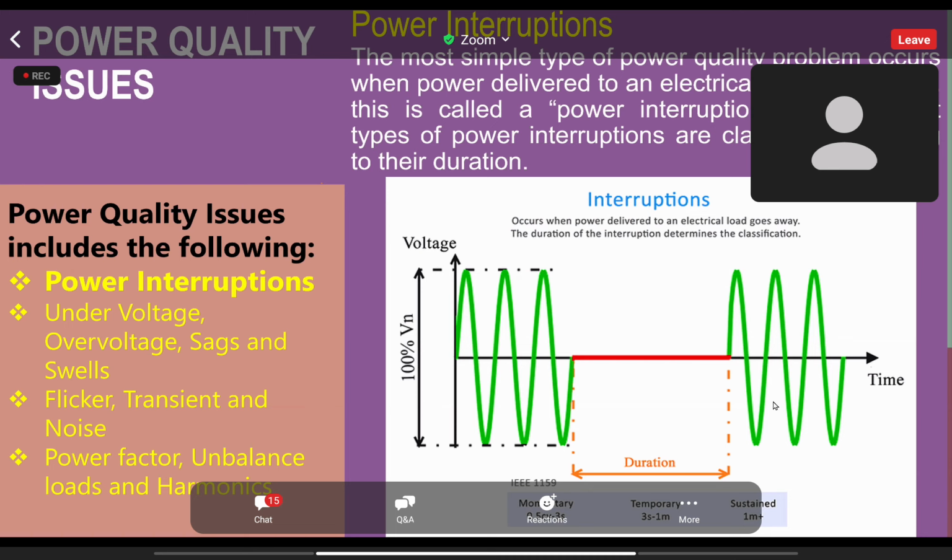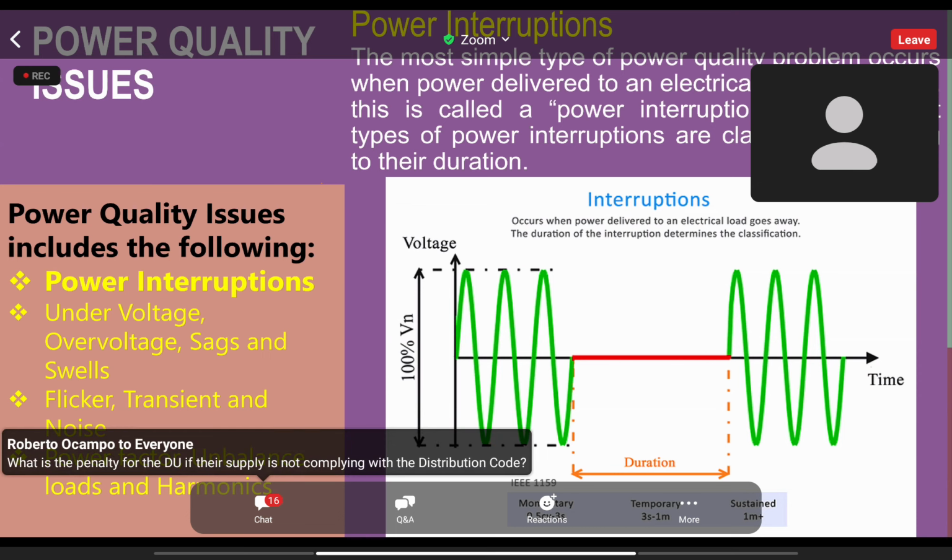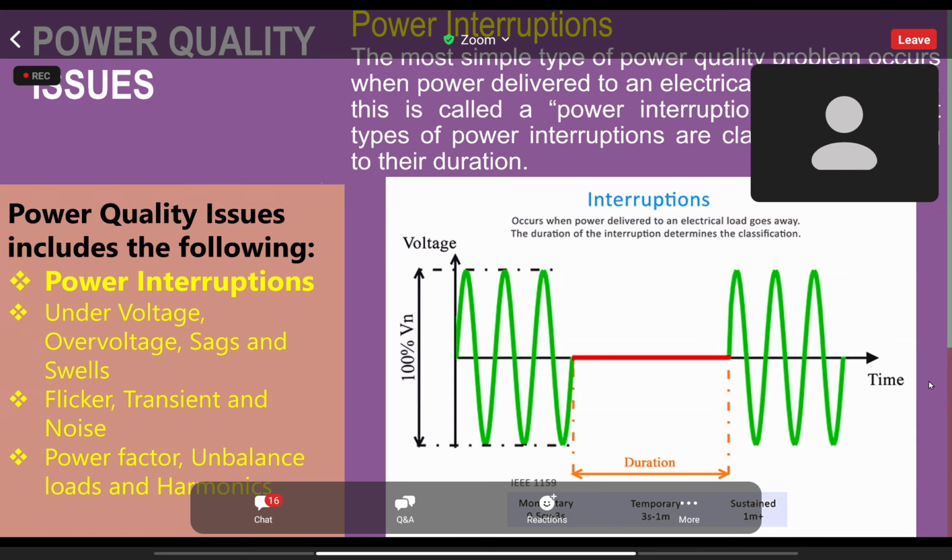Okay, so let us define power interruption. The most simple type of power quality problem, of course, in the power delivered to an electrical load is basically goes away, or meaning mawala yung power supply natin. So this is called power interruption. So the different types of power interruption classified according to their duration. So ito yung example ng representation natin how an interruption will happen.